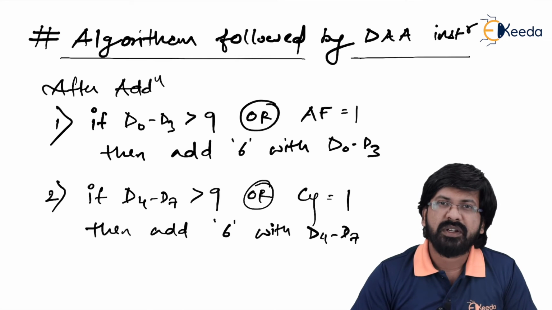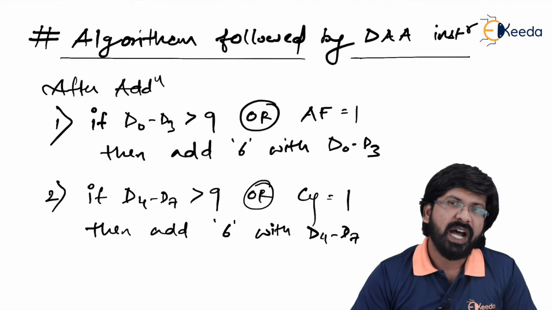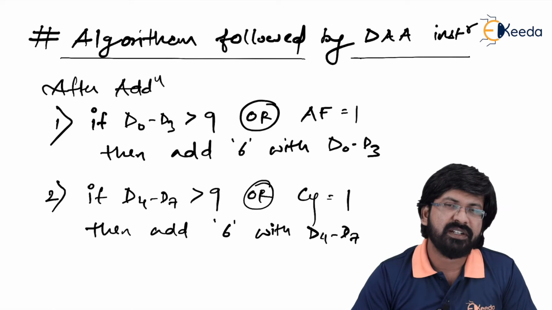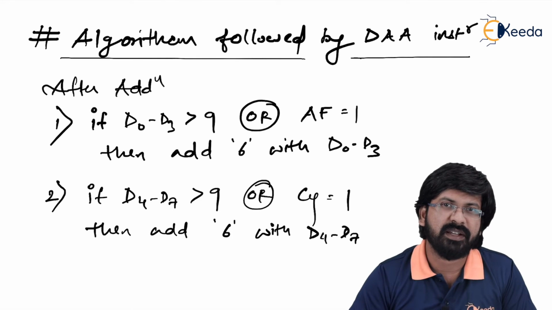So how does it become invalid BCD, and how does the DAA instruction rectify it? This is what we have to see in the following examples. Let us begin.